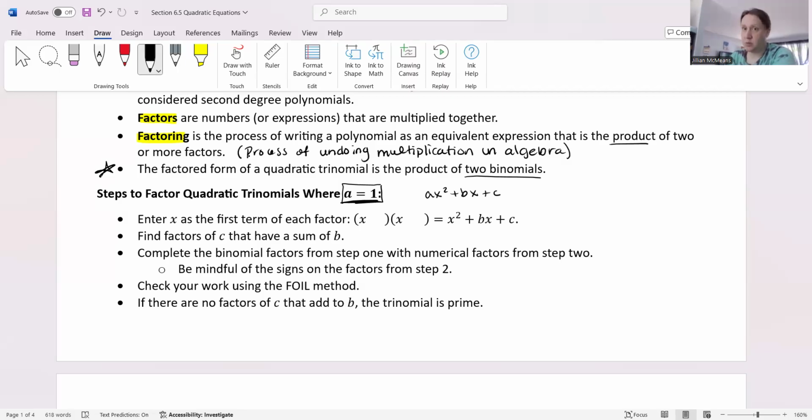And in the situation we're looking at, that's the case. Okay. So what we do is we set up two generic binomials, and we start each of them with x, or whatever the variable is. For us, we're going to look at x, okay?